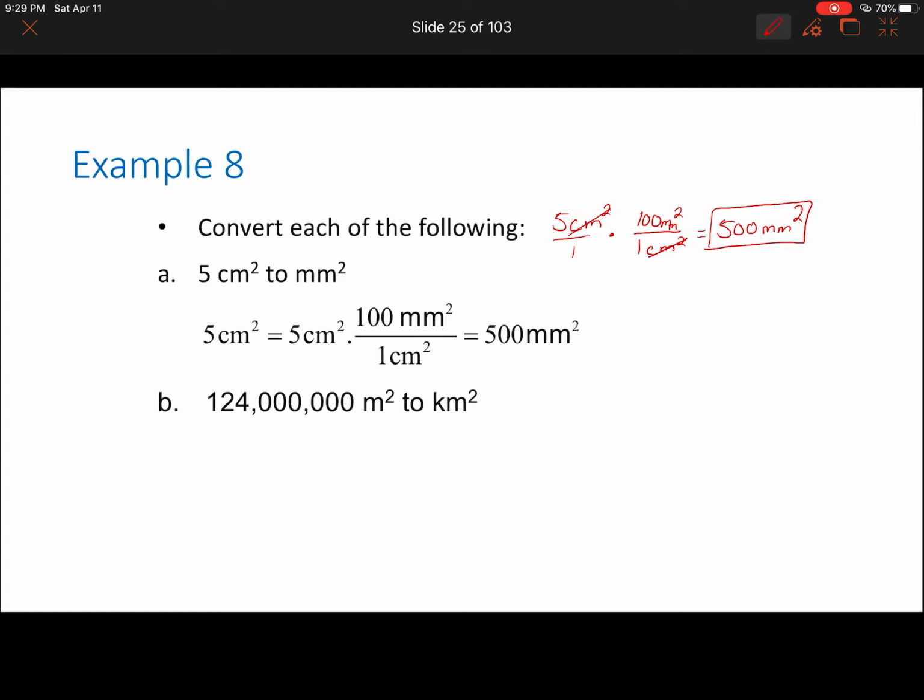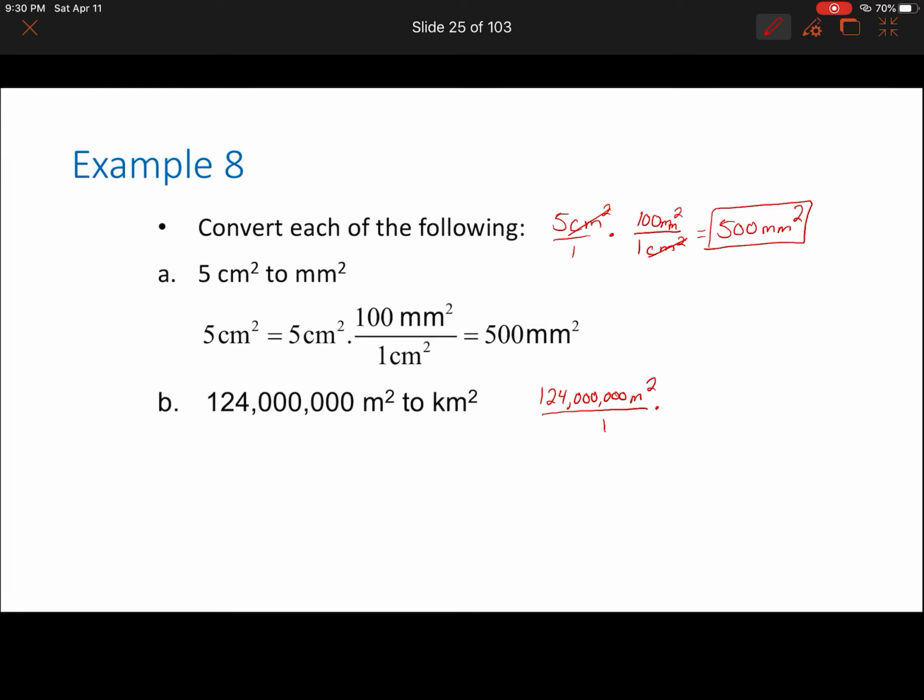Now, notice the next one. We're converting from meters squared. So we've got 124 million meters squared. Again, that's an area, right? And we want to convert that to kilometers squared. So again, going to do the same type of conversion. We're going to take 124 million meters squared. Again, I like to put it over 1. And that's going to convert, hopefully, to kilometers squared.